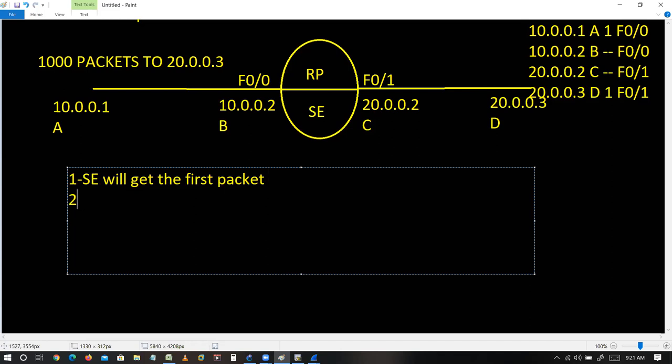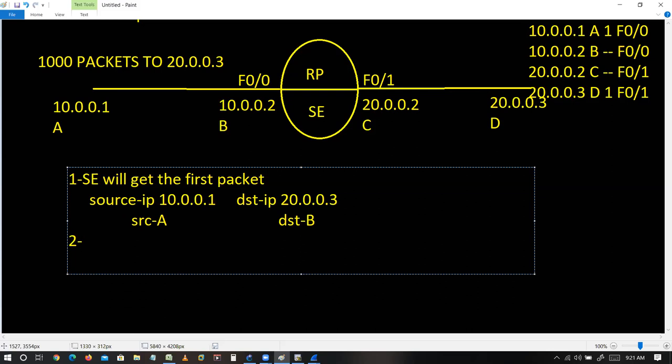The second thing. First of all, the packet will be like this: the source IP will be 10001, right? The destination IP will be 20003. The source MAC will be A, right? Can you tell me what will be the destination MAC here? Whatever the default gateway's MAC will be. Perfect. That is B. That is the router address. So it will be B here. Perfect. Okay. So the switch engine will get this first packet.